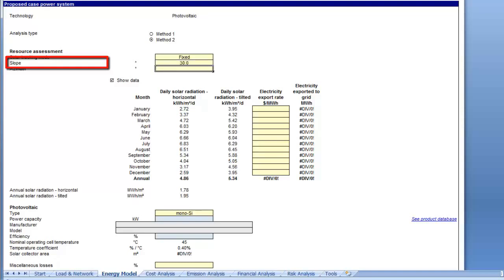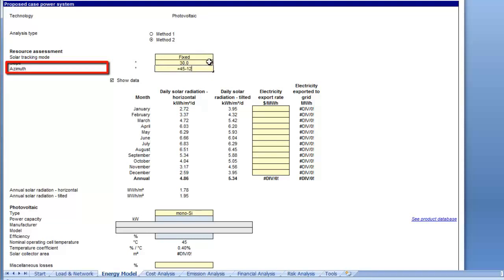The azimuth cell is used to enter the angle between the projection on a horizontal plane of the normal to the surface and the local meridian, with 0 due south. The preferred orientation should be facing the equator, in which case the azimuth angle is 0 degrees in the northern hemisphere and 180 degrees in the southern hemisphere.